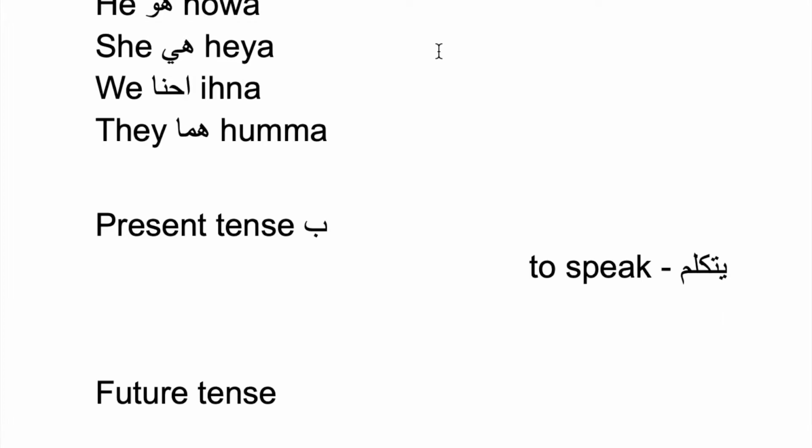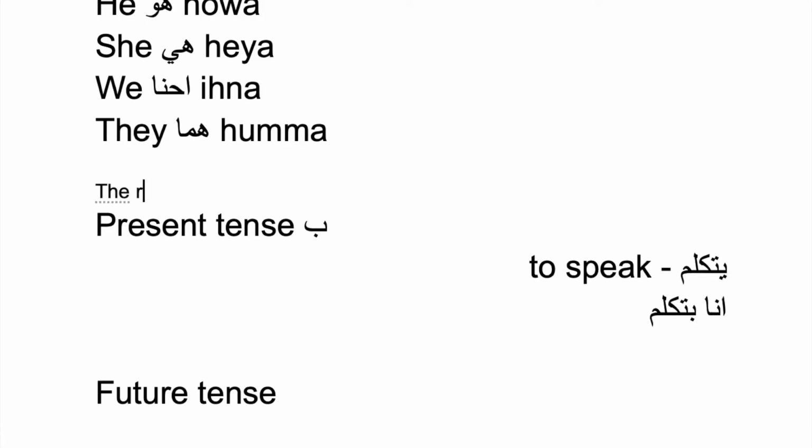So let's do I speak. We know I is أنا. بتكلم. So this is the I form for يتكلم. Sometimes, in the unconjugated form, you might see in books they'll add a ye in front, and sometimes you might not see it at all. You might just see the main root form of the word.